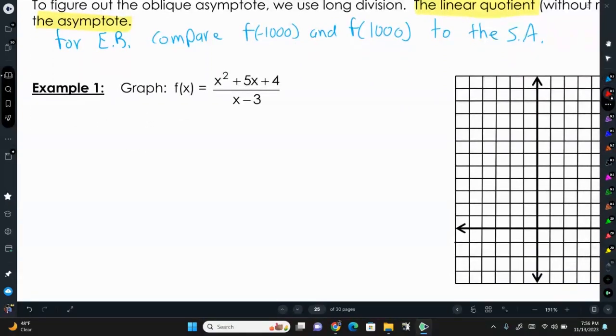We're going to factor the numerator and denominator here. So we have x squared plus 5x plus 4. That factors to x plus 4 times x plus 1. The denominator is just x minus 3. We want to factor the numerator and denominator, again, just to see if we have anything that cancels out, which would give us a hole.